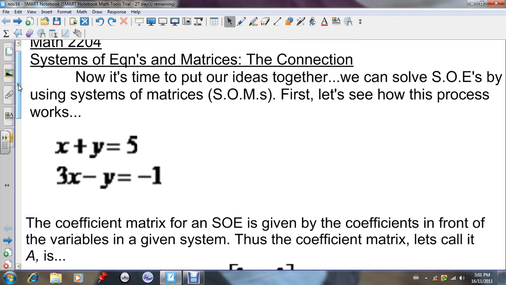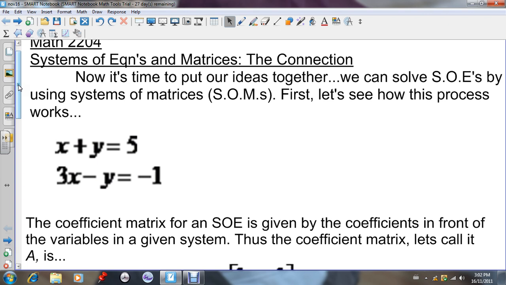First, we need to represent this as a matrix of numbers, okay? The first matrix, we're going to call it matrix A, is the coefficient matrix. The coefficient matrix for a system of equations is given by the coefficients in front of the variables in a given system, i.e., the numbers in front of the variables. So, you got 1x plus 1y, and you got 3x minus 1y. So, let's call the matrix coefficient matrix A. Note, write this stuff down. These are your notes. If you need to pause me, you can. Or need to rewind, you can. But you need to write this stuff down.